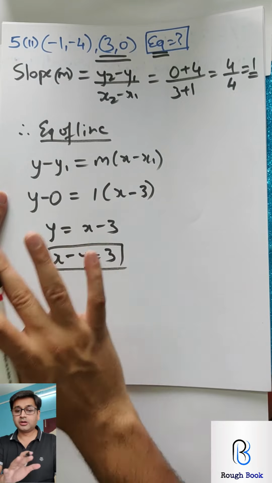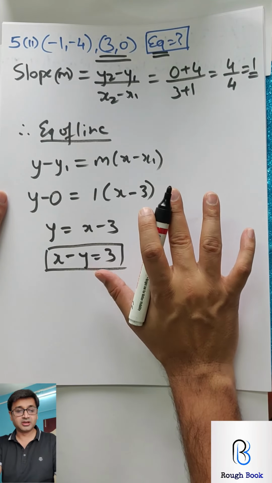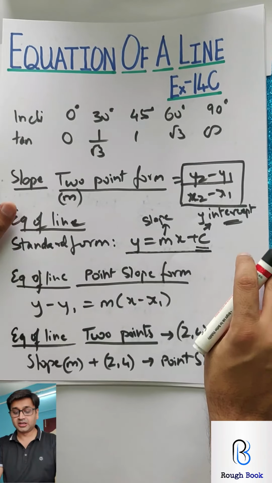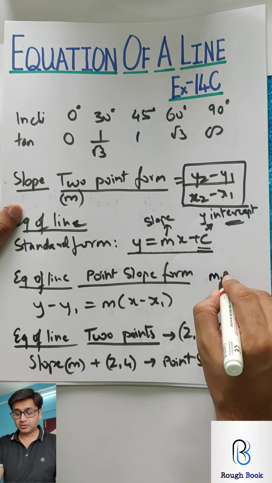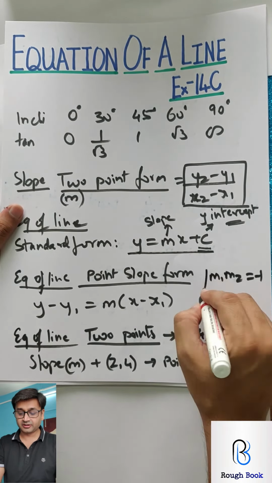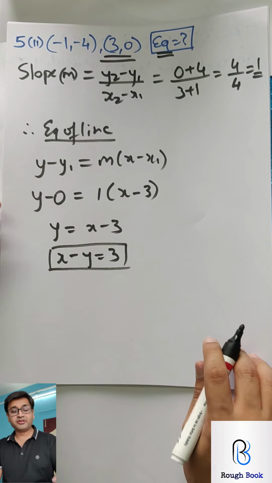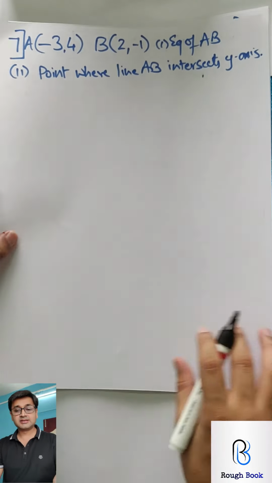So by now, in a nutshell, you already know everything. One more thing you should add over here is that if the lines are perpendicular, then m1 into m2 is -1. Remember that. That's a major thing which you're going to use very frequently in this exercise.